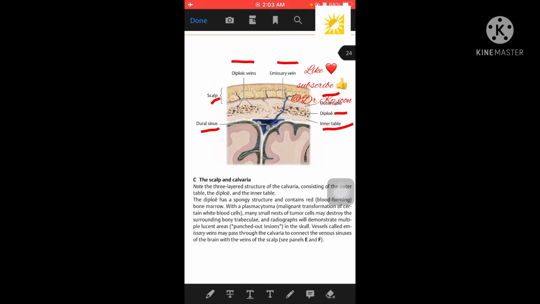The diploe has a spongy structure and contains red blood-forming bone marrow. A plasmacytoma is a malignant transformation of certain white blood cells. Many small nests of tumor cells may destroy the surrounding bony trabeculae, and radiographs will demonstrate multiple lucent areas, punched-out lesions in the skull. Vessels called emissary veins may pass through the calvaria to connect the venous sinuses of the brain with the veins of the scalp.